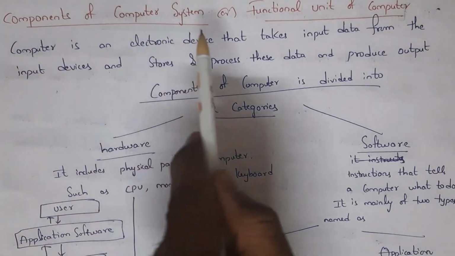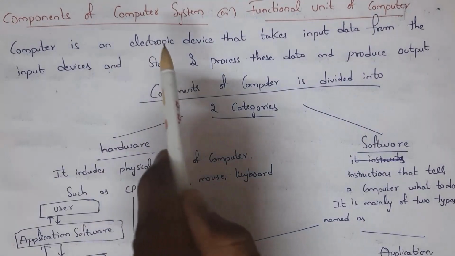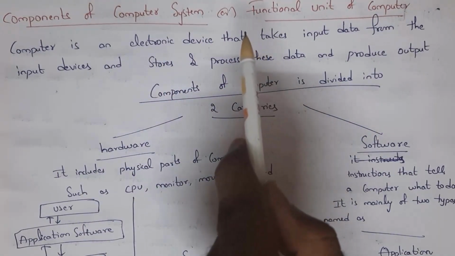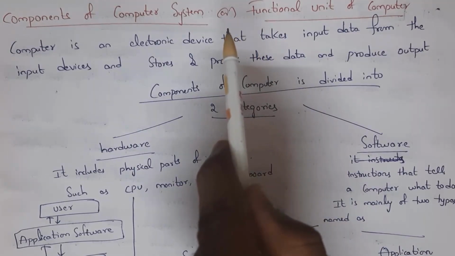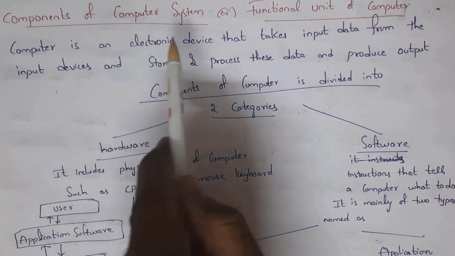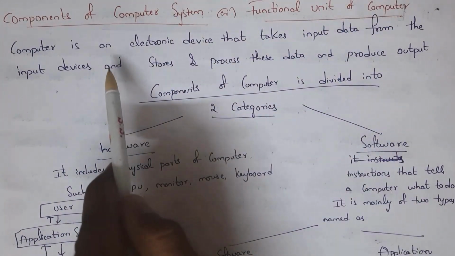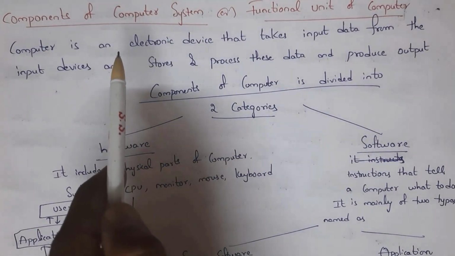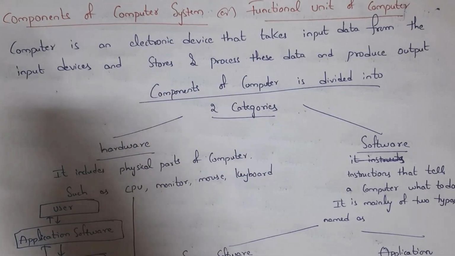Computer is an electronic device that takes input data from input devices, and it stores and processes this data and produces output. For example, keyboard is an input device because by using keyboard we can enter input. So computer is an electronic device that takes input data from input devices like keyboard and then it stores the data, processes the data and produces output. Output is seen in output devices like monitor. We can see output on monitor. So monitor is an output device.